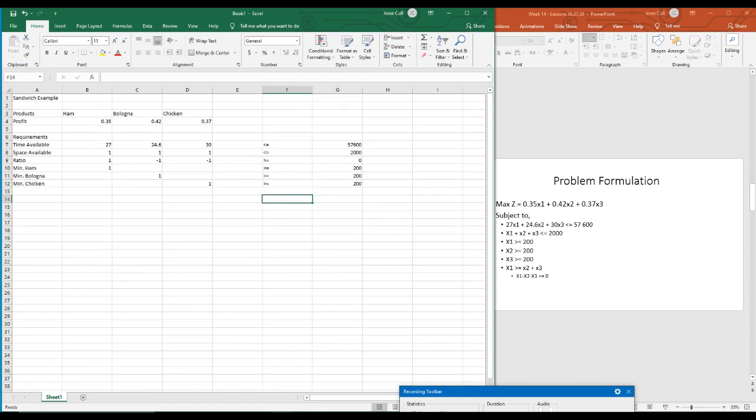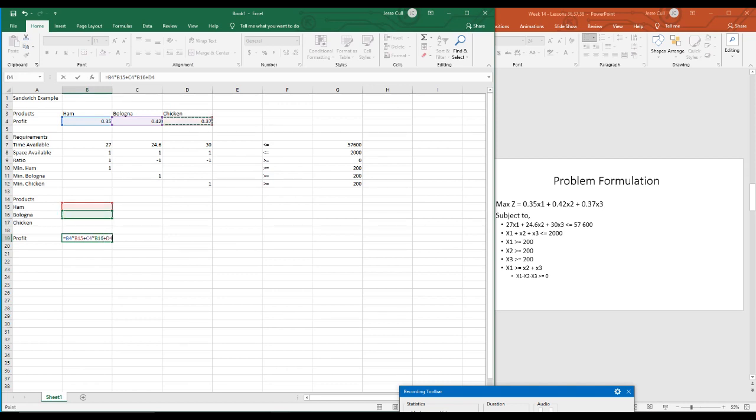Now, we come down here. We relist our products. And we can see that once we're very clear on this, even Excel takes very little time. So ham, bologna, chicken. Max profit. We enter our profit formula, which is the profit per ham times the amount of ham plus the profit per bologna times the amount of bologna plus the profit per chicken times the amount of chicken.